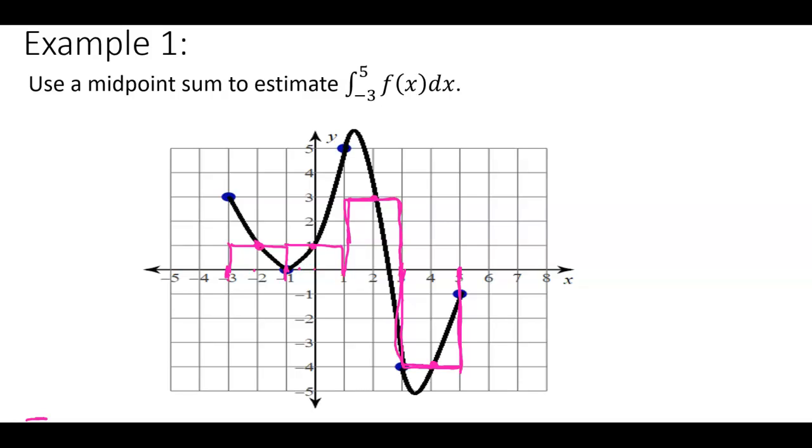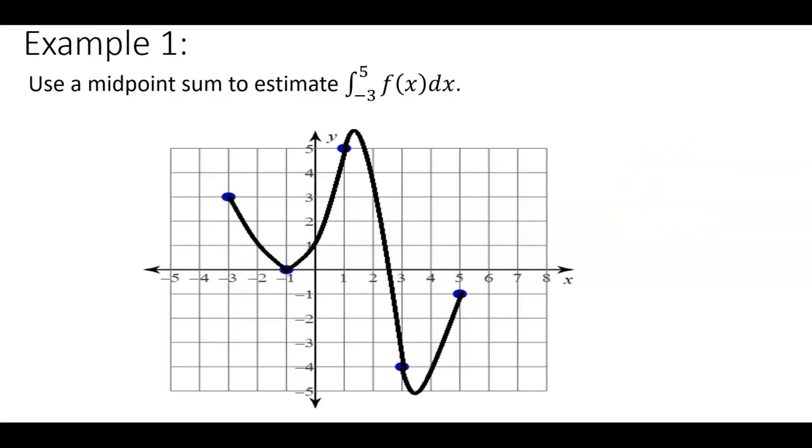And now we can get our area. What's the area of this rectangle over here on the left? 2. Next one? 2. Next one? 6. Last one. Is that right? Yeah. Okay, so we have 2 is the answer. Final answer. The 8 canceled out a lot of the area, so we got 2. All right, so that's what we call a midpoint sum.